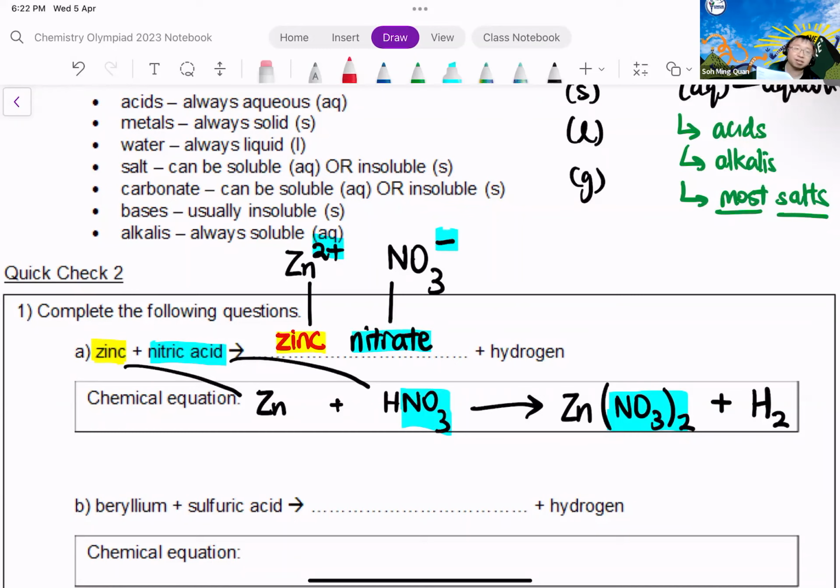Therefore, to balance it, what should I do? I need to add a number somewhere to balance it. Okay, Alicia, can you tell me where I will add a number to balance this equation? Can you type in the chat, Alicia? Where will I add a number to balance the equation?